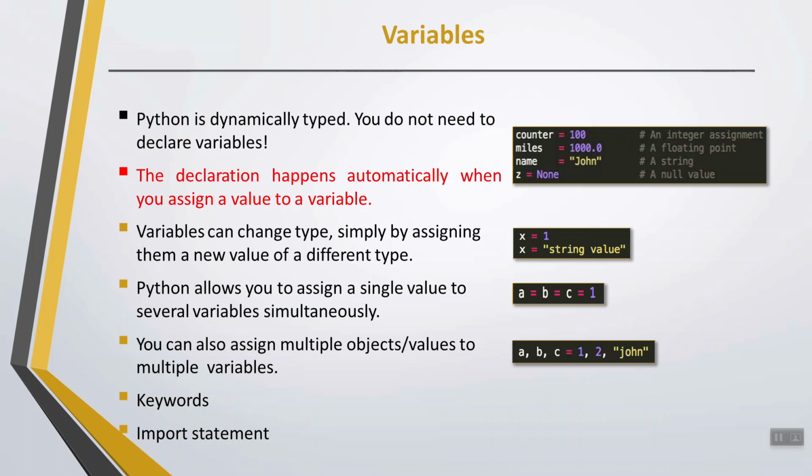For example, you can say counter is equal to 100, miles is equal to 100.0, name is equal to John, and J is equal to None. So counter is an integer variable, miles is a floating point variable, name is a string, and J is None, a special value called None. So the declaration happens automatically. It's the responsibility of the Python compiler and interpreter to automatically assign data types to different variables.